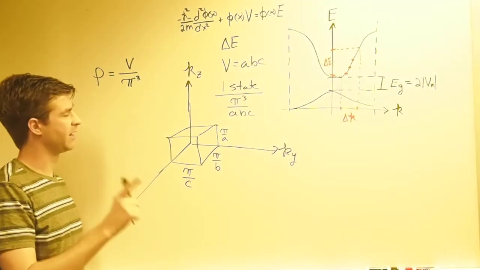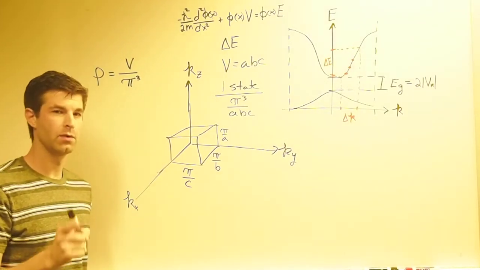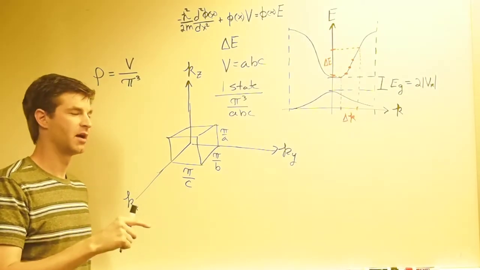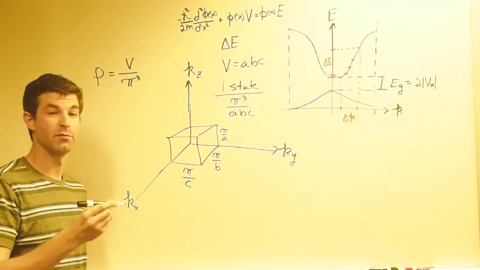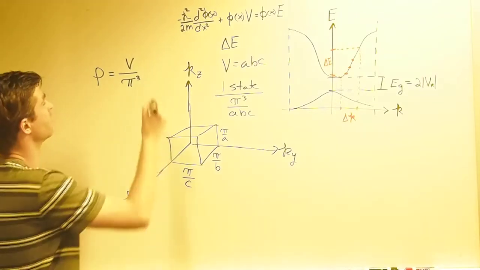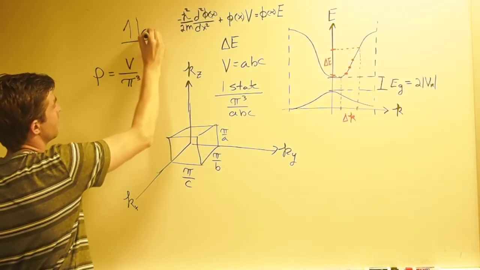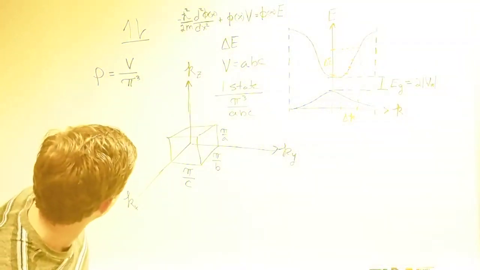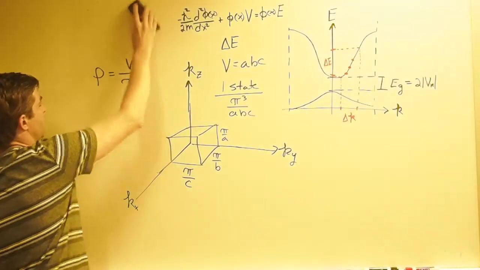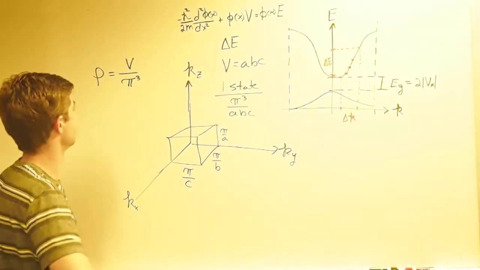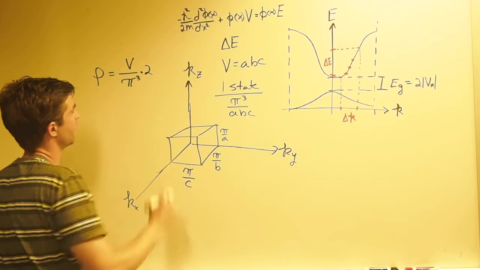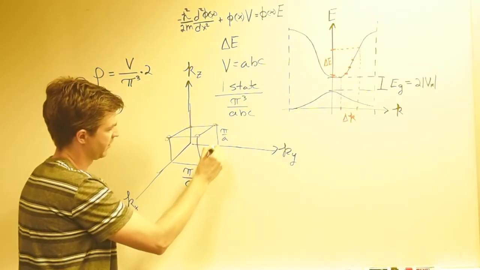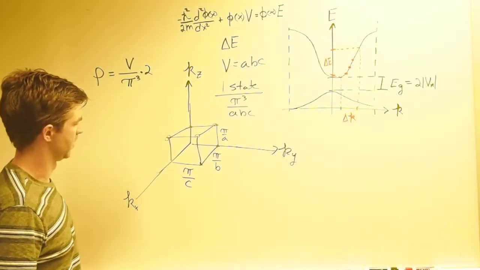But wait a minute, one state can hold 2 electrons because electrons are fermions. Fermions basically have a spin up and a spin down. You should remember this from chemistry: one state can hold 2 electrons. That could be like a 1s orbital in some molecule, right? And so I can actually multiply this by 2. So that's 2 electrons per state. And well, I have 1, 2, 3, 4, I have these 8 lattice points, right?